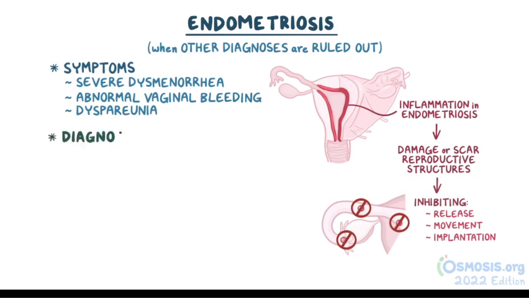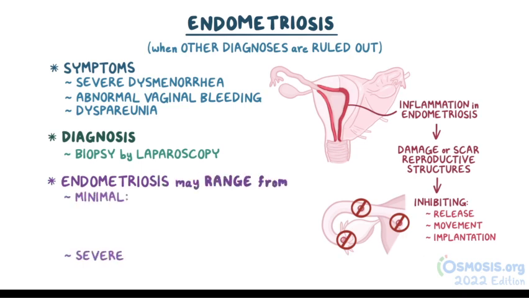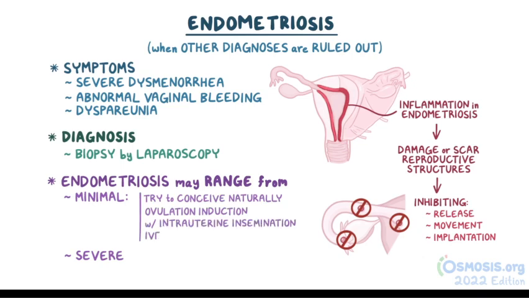The best way to diagnose endometriosis is through biopsy obtained through laparoscopy. Depending on the size and location of ectopic uterine tissue, endometriosis may range from minimal to severe. Individuals with minimal and mild endometriosis may still try to conceive naturally, or they may opt for ovulation induction in conjunction with intrauterine insemination, as well as IVF with or without ICSI. In females with moderate and severe endometriosis, IVF and ICSI are recommended.